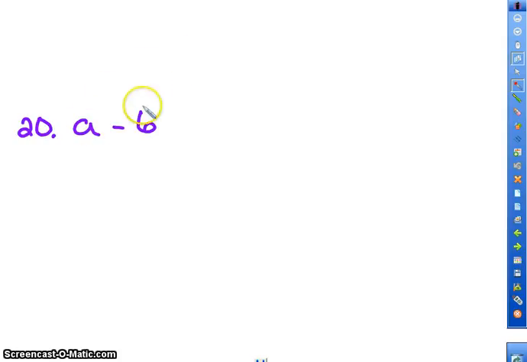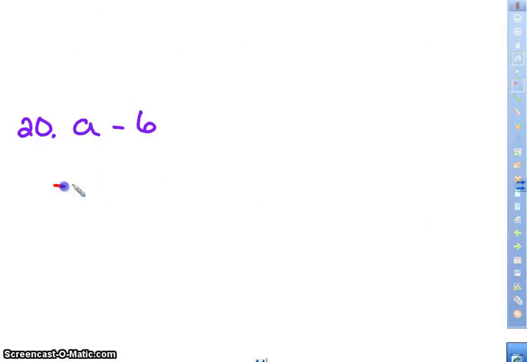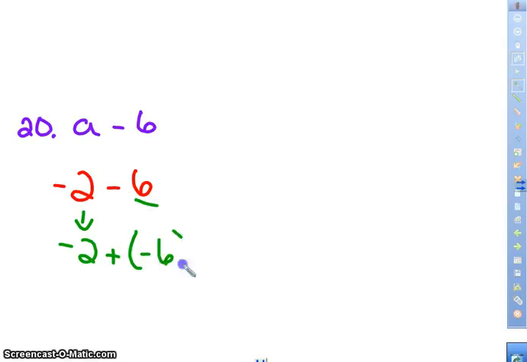Okay, now I have A minus 6. Now let's look back. A is -2, so I'm going to rewrite my problem here as -2 minus 6. Well, we know we cannot keep it like this because it is subtraction. And subtraction I need to change to an addition problem. So I have -2 plus, subtraction to addition, the positive 6 will turn to a -6. Change it to its opposite. Okay? A negative plus a negative will be a negative. And 2 plus 6 is 8. So the answer is -8.